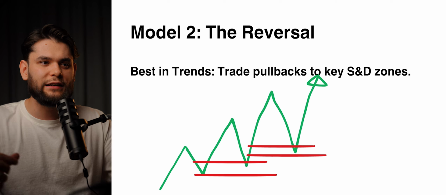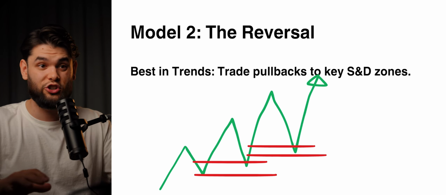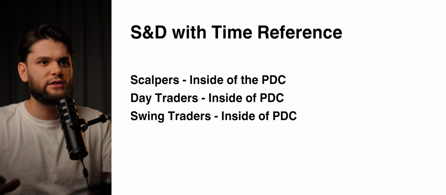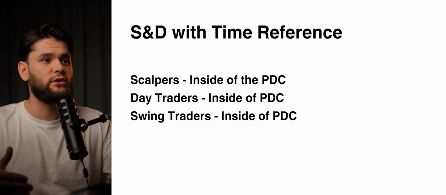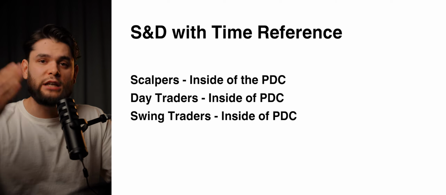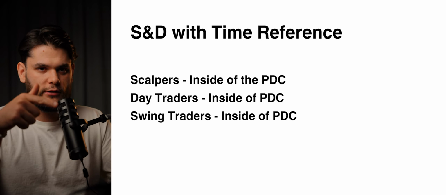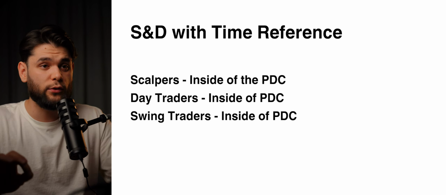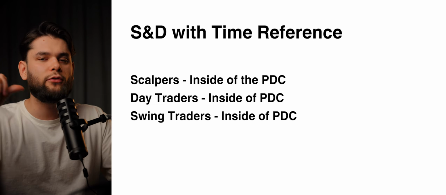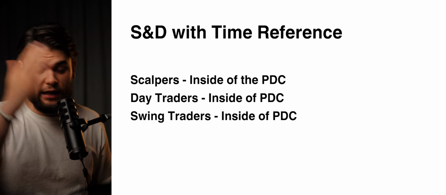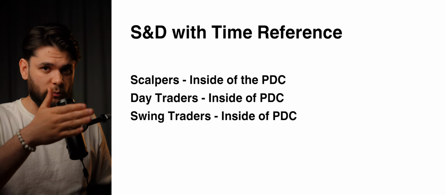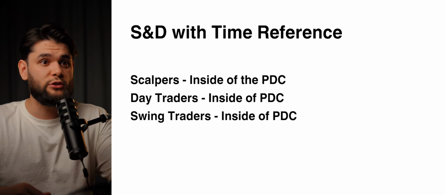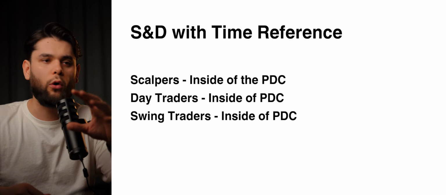But let me share a little secret about supply and demand zones that will change everything for you. You need to stop looking for random swing highs and swing lows and start focusing on supply and demand levels with a time reference. Here's how it's done. If you're a day trader or scalper, you should only look for supply and demand levels inside of the previous day candle. Just get the previous day candle and look for the supply and demand zones only inside of it. The price action that happened during the previous day candle is all that matters, nothing more.